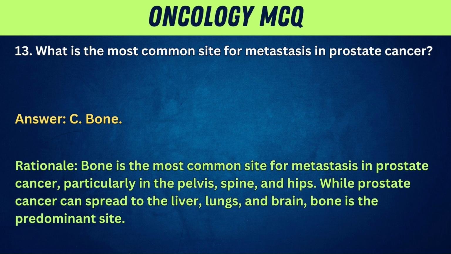While prostate cancer can spread to the liver, lungs, and brain, bone is the predominant site.